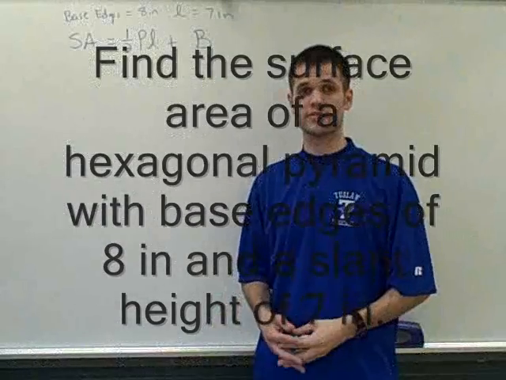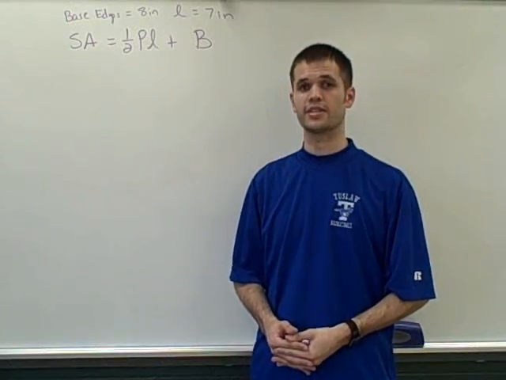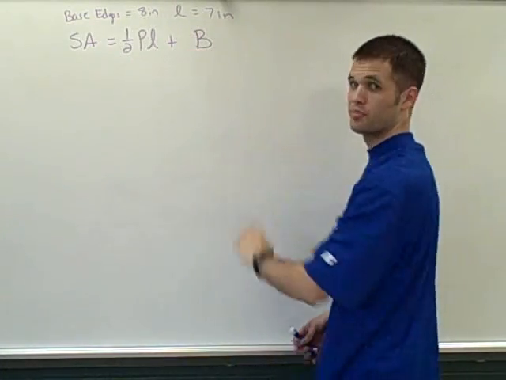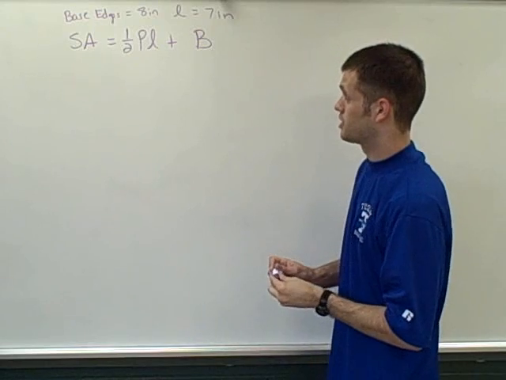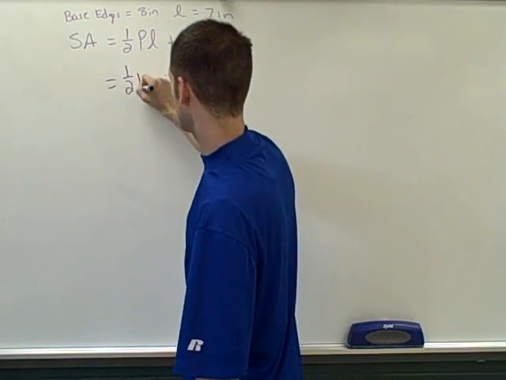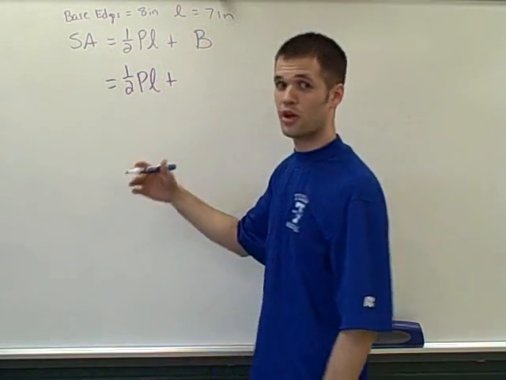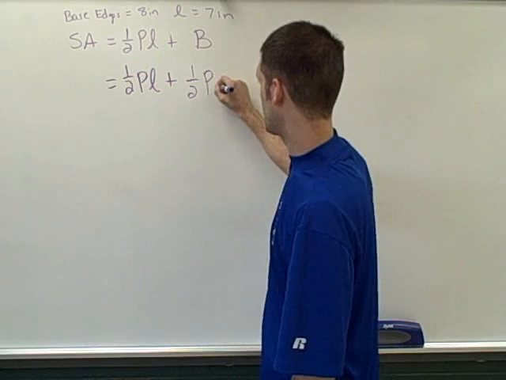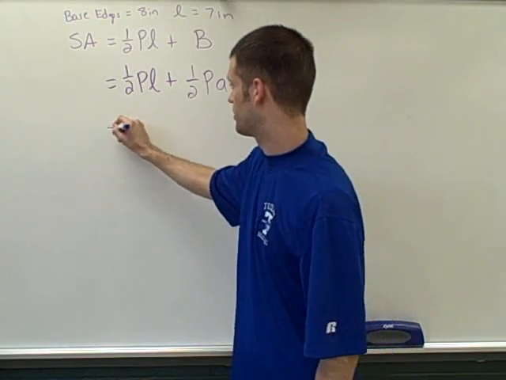In this problem, we were asked to find the surface area of a hexagonal pyramid. All pyramid surface area formulas are 1/2 PL plus big B. Since our base is a hexagon, we're going to modify that slightly. All regular polygons, hexagons included, we find their areas by doing 1/2 perimeter times the apothem.